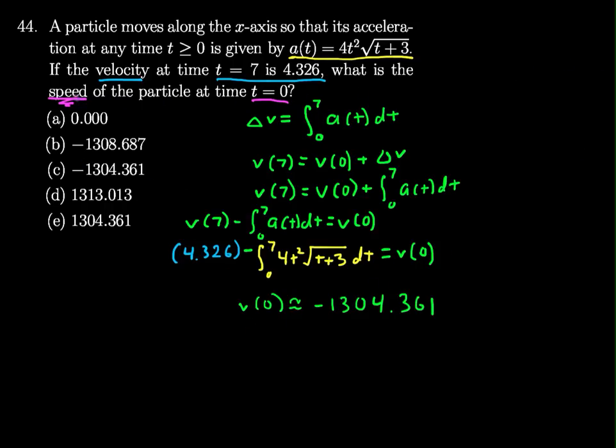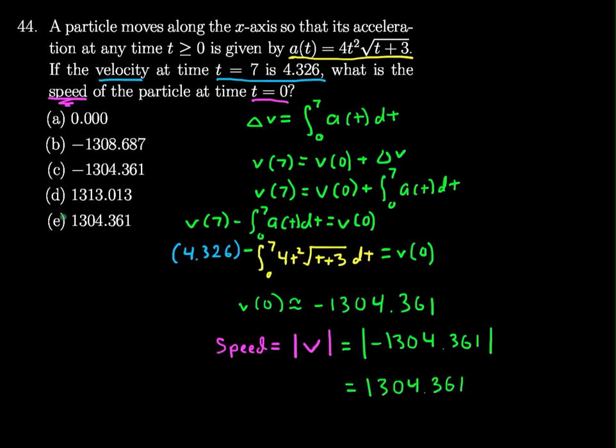Last thing here. Don't forget we're looking for speed. And the speed is equal to the absolute value of the velocity. So in our case, it's actually going to be the absolute value of negative 1304.361. Little tricky part there they put in there, just to try to fool you. And the absolute value, of course, makes this positive, 1304.361. So my answer is actually E.